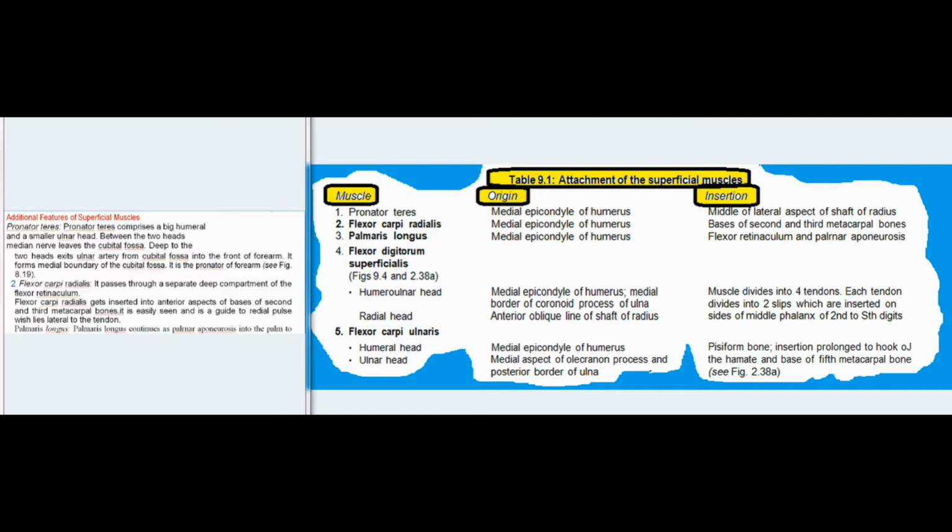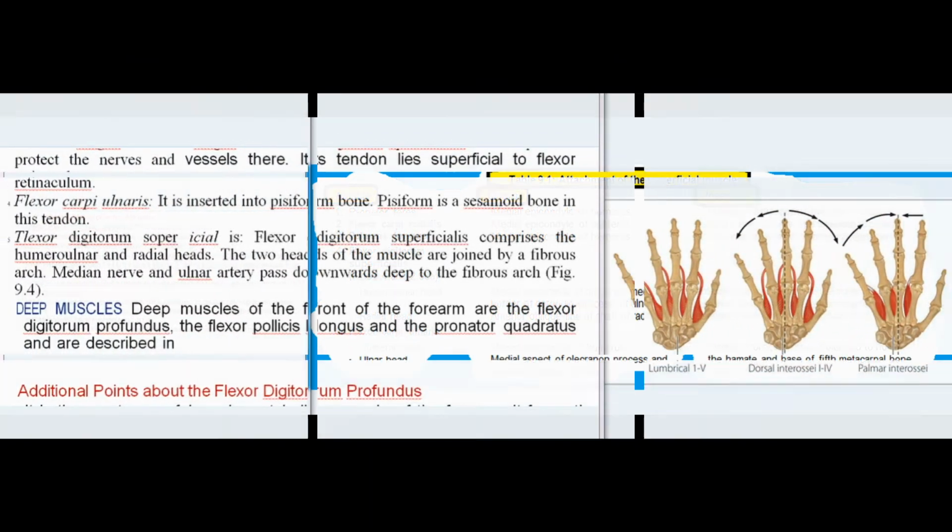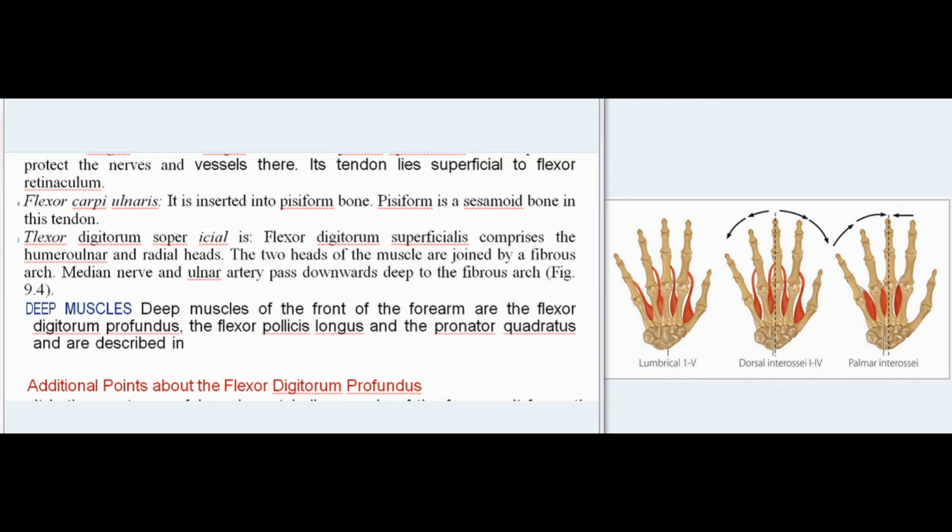2. Flexor carpi radialis. It passes through a separate deep compartment of the flexor retinaculum. Flexor carpi radialis gets inserted into the anterior aspects of the bases of the second and third metacarpal bones. It is easily seen and is a guide to the radial pulse, which lies lateral to the tendon. 3. Palmaris longus. Palmaris longus continues as palmar aponeurosis into the palm to protect the nerves and vessels there. Its tendon lies superficial to the flexor retinaculum. 4. Flexor carpi ulnaris. It is inserted into the pisiform bone. Pisiform is a sesamoid bone in this tendon.